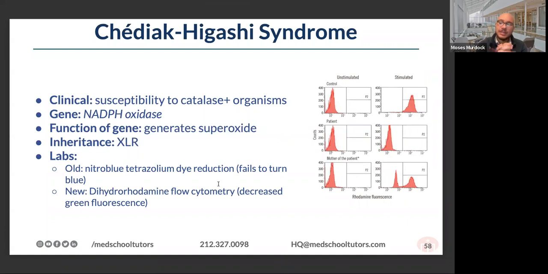And this is what you'll see classically in First Aid, where you have a failure to reduce nitroblue tetrazolium dye. The newer test, which is what I'm showing here, is either a rhodamine or dihydrorhodamine flow cytometry. If you were really being technical, you would see decreased green fluorescence. In this case, it's a plot, so the color doesn't mean anything. The red doesn't imply the actual color, it's just the graphic. But it would be an abnormal dihydrorhodamine flow cytometry test. Perfect.